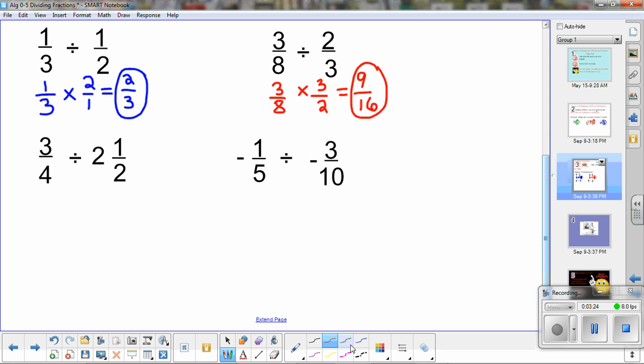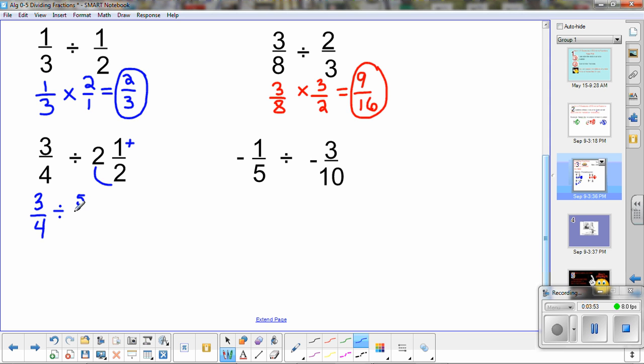In our next example, we have a mixed number, so before we can keep, change, flip, we need to make this an improper fraction. So that's the first step. And that's the place where some people will go wrong on this problem. They'll try to flip this before they change it to an improper fraction. 2 times 2 plus the 1 extra. 2 times 2 is 4, plus 1 is 5.